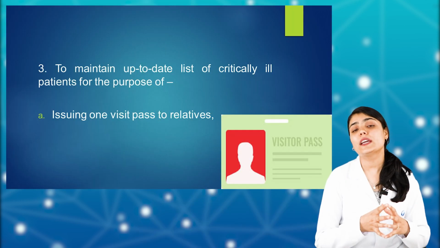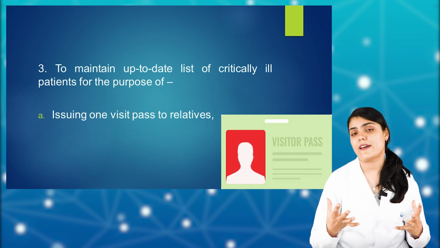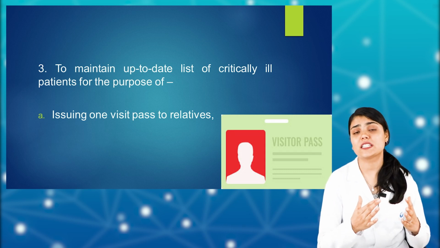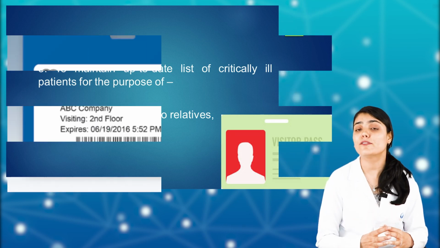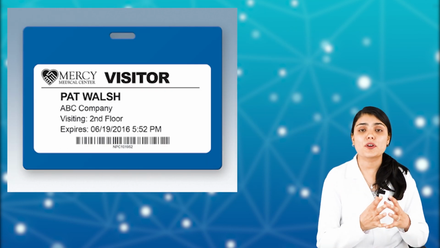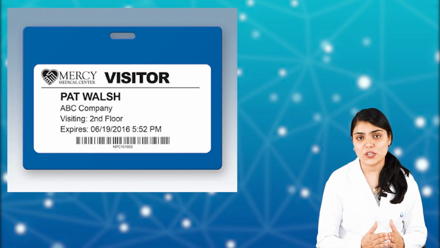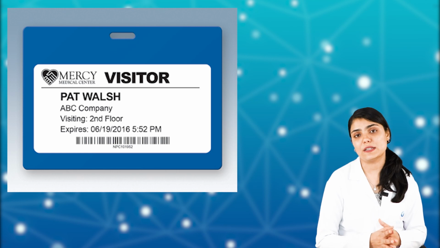In the emergency department, an up-to-date list of all the critically ill patients must be maintained for the purpose of a few things, which includes issuing a visiting pass to the relative. In the emergency department, all the family members cannot be allowed. Visitors are restricted in this department. Therefore, in order to issue one visiting pass for the relative, the emergency department must always update the list of critically ill patients present within the emergency department.